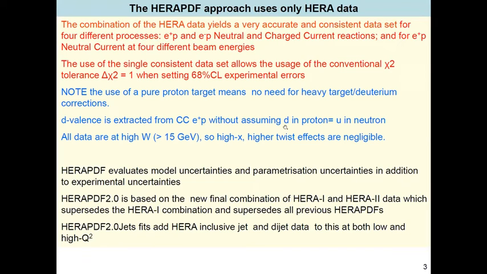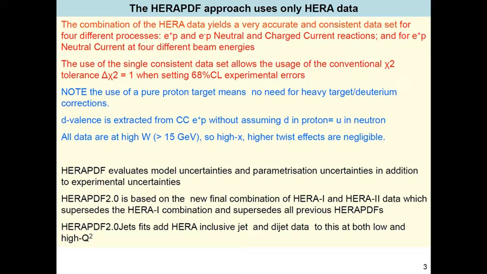Anyway, let us proceed right now. The HERAPDF approach uses only the HERA data. From that combination of HERA data, we have a very accurate and consistent data set for the e+ and e- neutral and charged current reactions. And we also have this at several different beam energies. So effectively, the measurement of FL, whose relative importance changes as the beam energies do, is built into this. And the fact that you have charged current gives you valence information, and the fact that you have a difference between e+ and e- at high scales also gives you valence information.